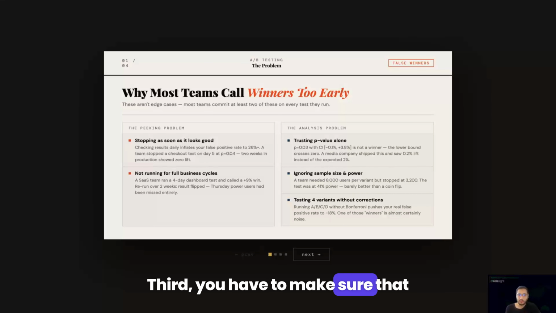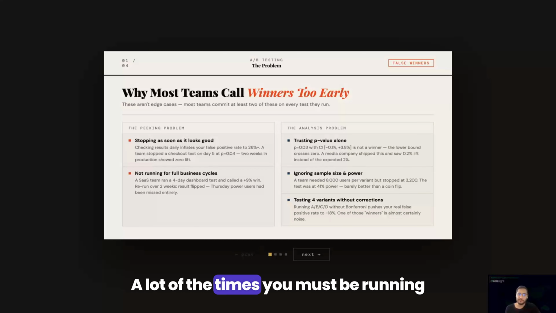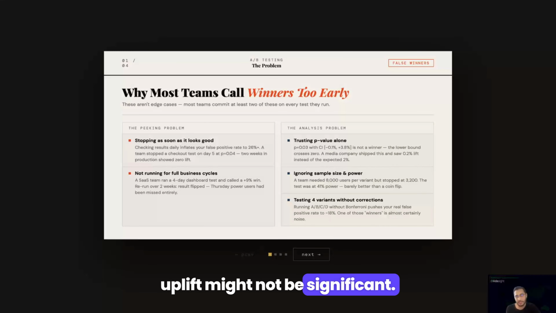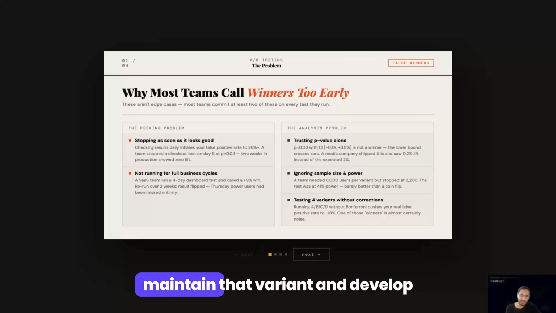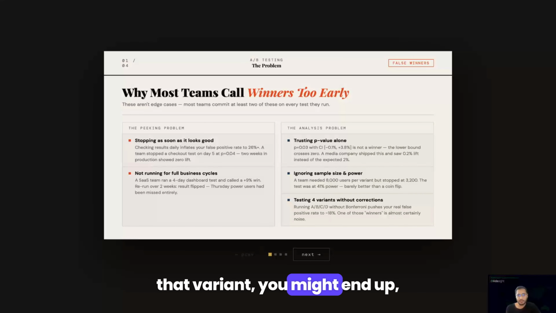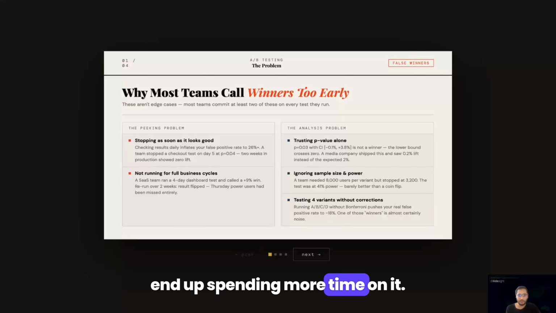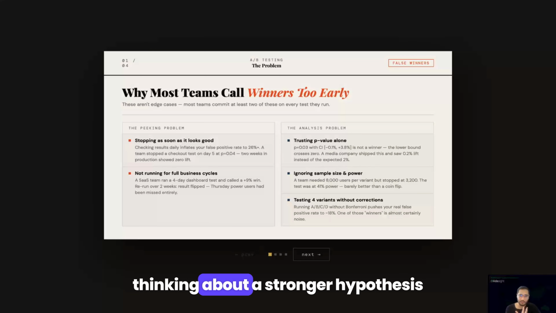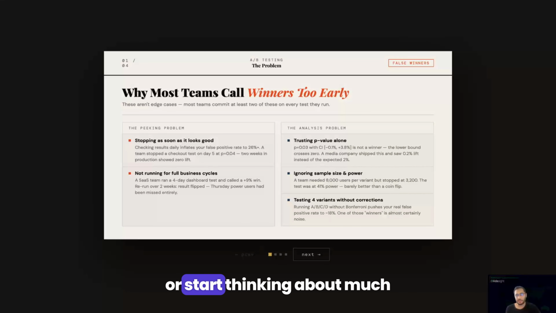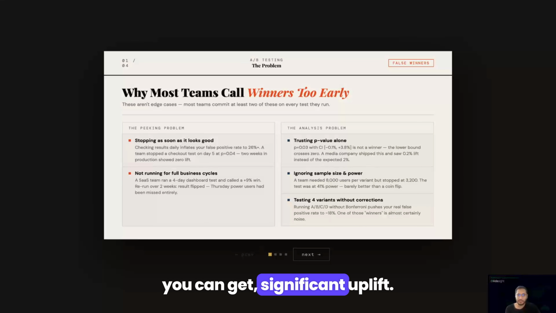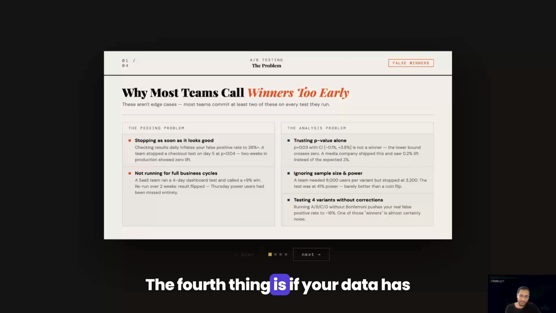Third, you have to make sure that you have practical significance. A lot of the times you might be running your A/B test and seeing a positive uplift, but that uplift might not be significant. And eventually, in order to maintain and develop that variant, you might end up spending more resources and more time on it. So it's better to look back and start thinking about a stronger hypothesis, or a much more aggressive variant, so that you can get a significant uplift.